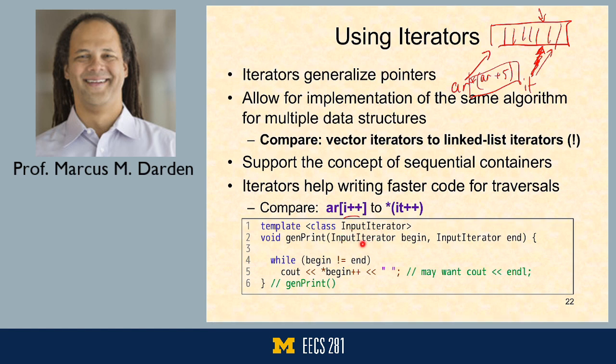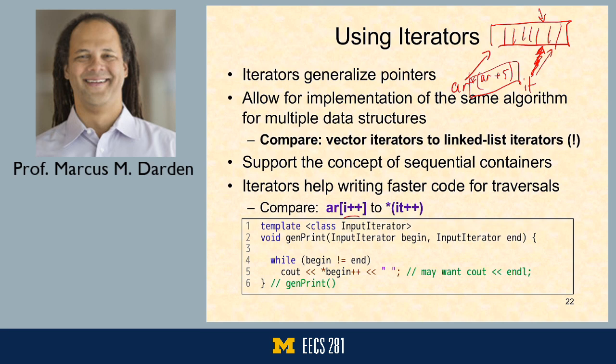So here I say I've got something of this type that's being passed in, right? And as long as this type can be compared, like in line 4, and can be incremented or dereferenced, like in line 5, this generic print function will work for anything. I can pass it iterators to a deque, iterators to a vector, C-style pointers. I can pass it a bunch of things and it's just going to work. So this is really nice.